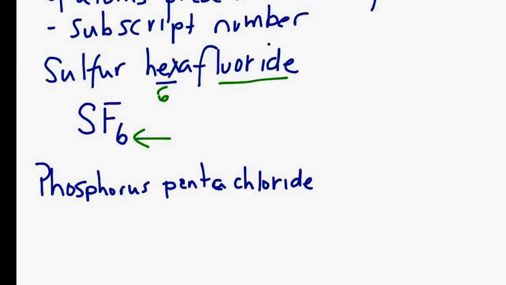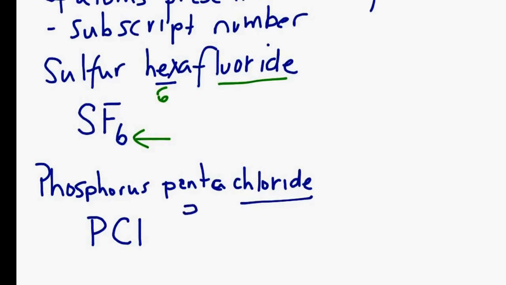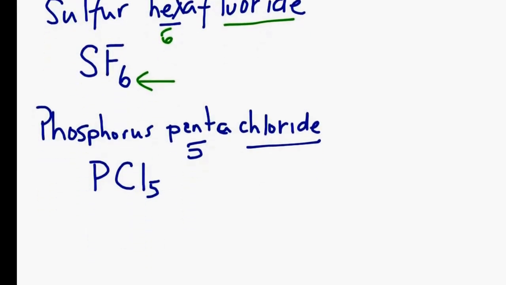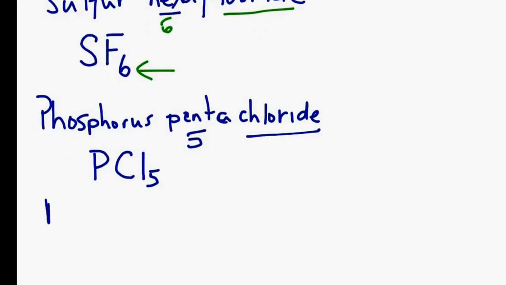Phosphorus pentachloride. So the first element is just phosphorus, so there's only one of them, but we don't write the number 1 for subscripts. If there was none, we wouldn't write the element, so 1 is understood to be there. Then the next element is chlorine, because it's chloride. Penta means 5, so there's 5 chlorines. So PCl5.